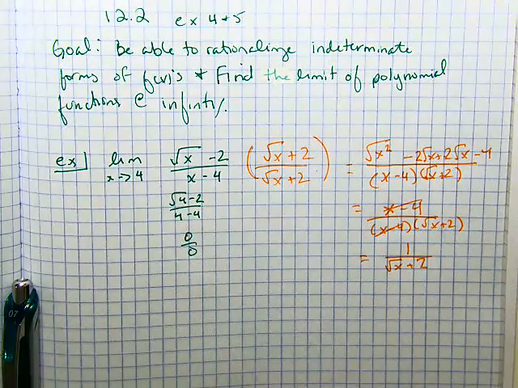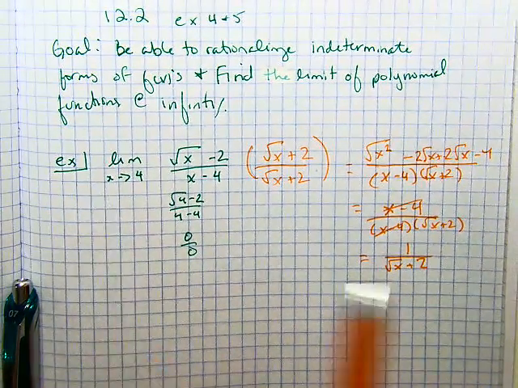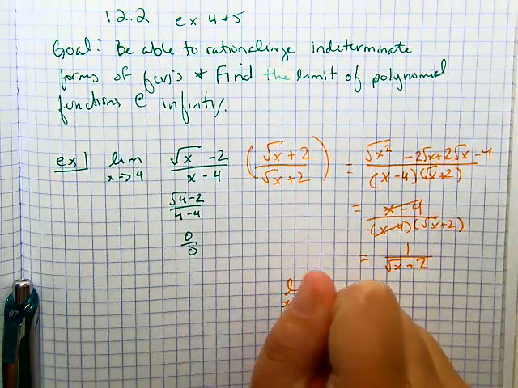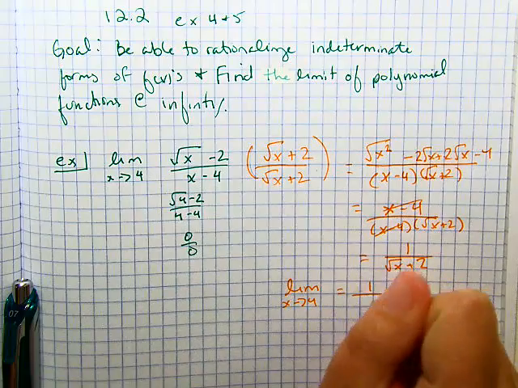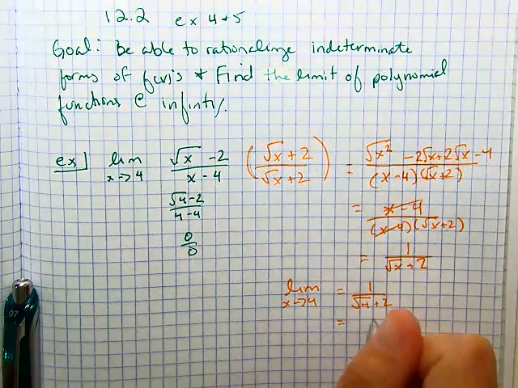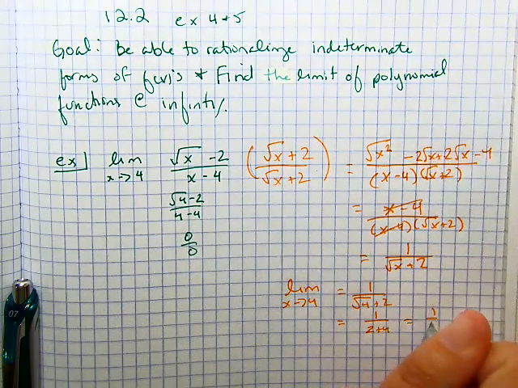Once we get that, we could rationalize it, but we don't need to because we're looking for the limit. So we now just take the limit as x approaches 4 of 1 over the square root of 4 plus 2 and simplify. 1 over 2 plus 2 equals 1/4.